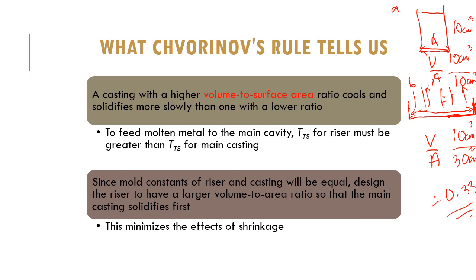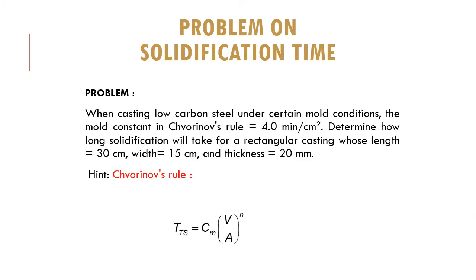That's why, using this theory, the riser is usually designed following A. You want the V over A for the riser to be bigger, so that the riser cools slower compared to the main cavity. You can try to solve the problem on solidification time like the one given here. The Cm value is already given, and V and A you have to calculate. Then you put them into the equation here, and you will be able to determine the value.